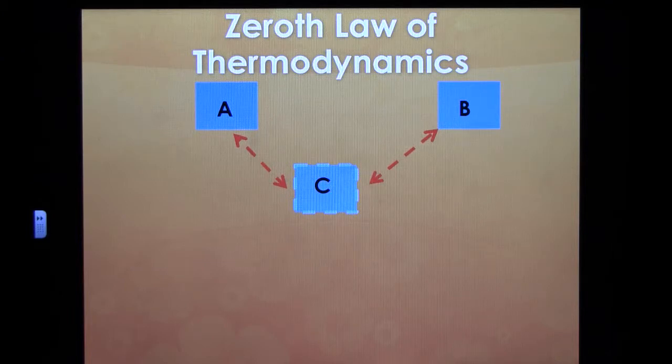Because C is in contact with A, they will eventually reach thermal equilibrium. But C is also in contact with B, meaning that they will ultimately have to reach the same temperature as well, reach thermal equilibrium. Thus, A and B will essentially reach thermal equilibrium, even though they aren't in direct thermal contact.